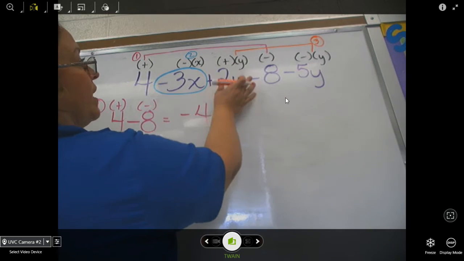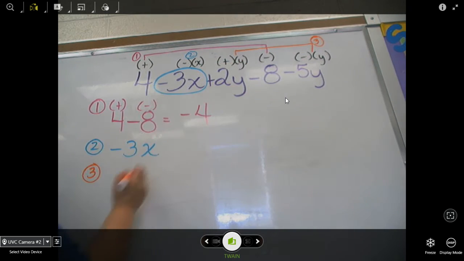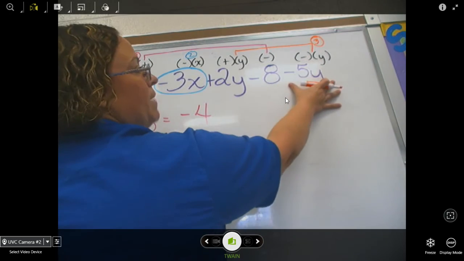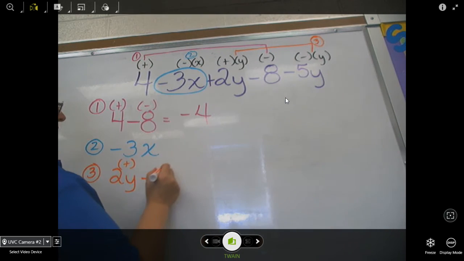Bring them down as they are. This is a +2y. And remember, bring your sign with you, so it's positive. This is a -5y. It's negative.